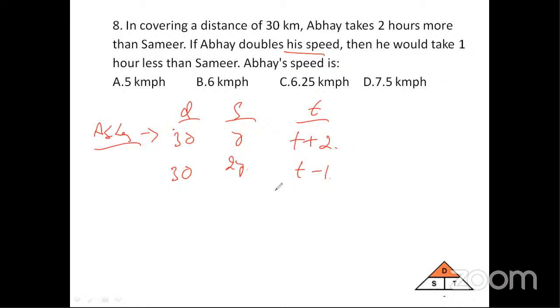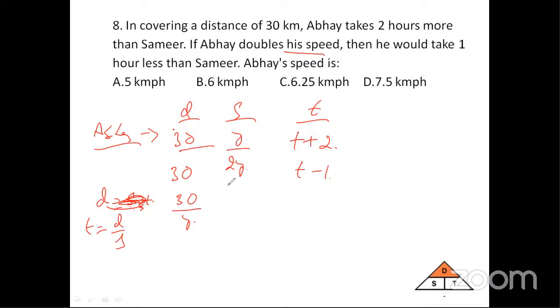Okay, so now distance means what? Speed into time. We can take this way, or we can also take it one more way, that is speed into time is equal to distance. Wait a minute, I'll just do it this way. This will be easier for you. For example, distance by speed is what? Time, right? Distance by speed is time. So time is equal to distance by speed.